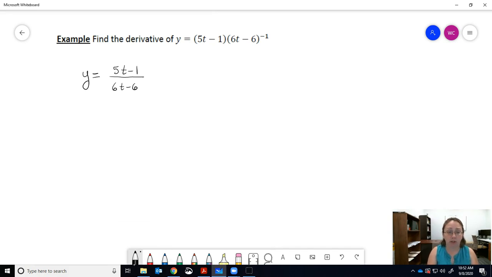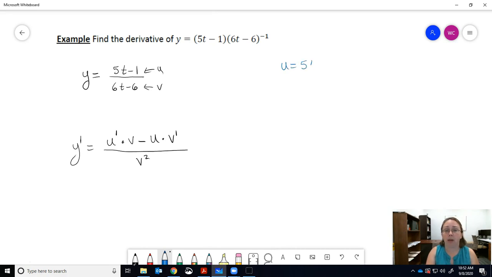So how does the quotient rule work? Let's write it down. So the derivative of y is the derivative of the top. Remember, u is the top, v is the bottom, times the bottom, minus the top, original, times the derivative of the bottom, all divided by the bottom squared. So we've got to find all these pieces. So let's do it on the side. So if u is the top, 5t minus 1, and v is the bottom, 6t minus 6, let's find their derivatives. So u prime, what's the derivative of 5t minus 1?